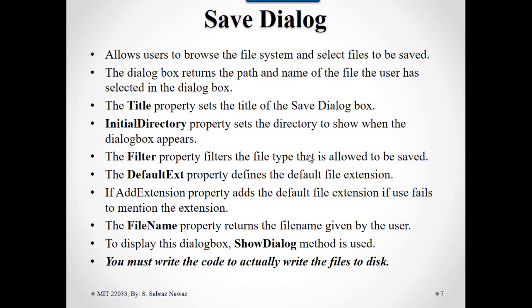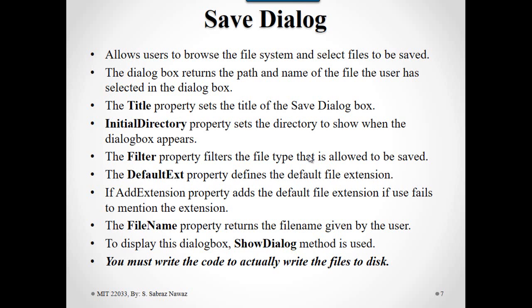property, which displays the text in the title bar of the save dialog, and then comes the initial directory. It's the folder that is exposed when you launch the save file dialog. The filter property filters what kind of files can be saved using this dialog box. And then default extension is the file extension that is to be appended when the user does not give any file extension to the file name.